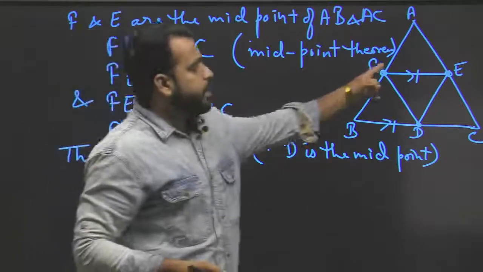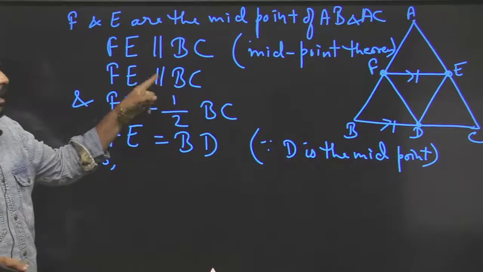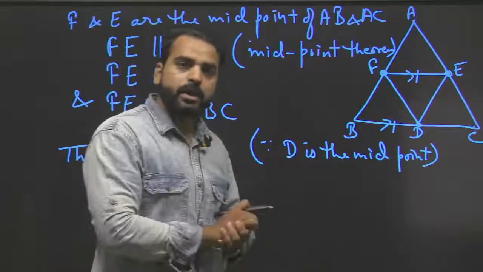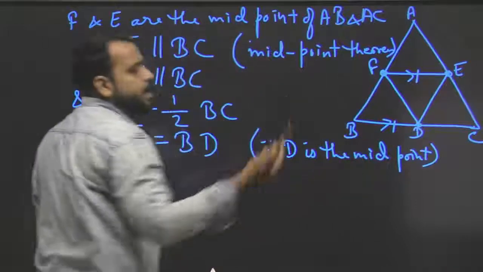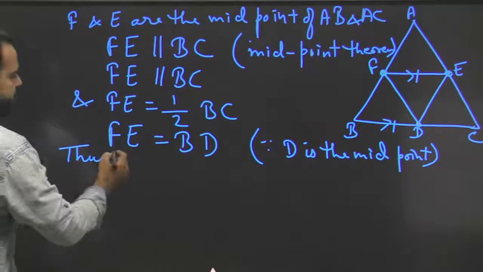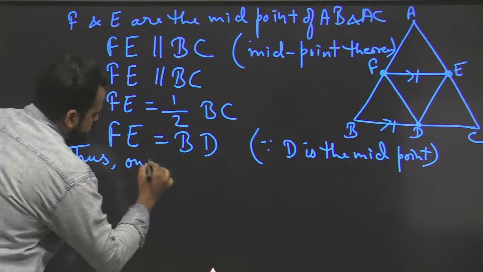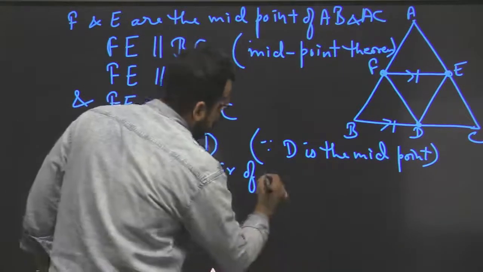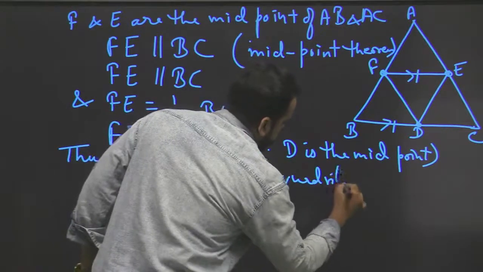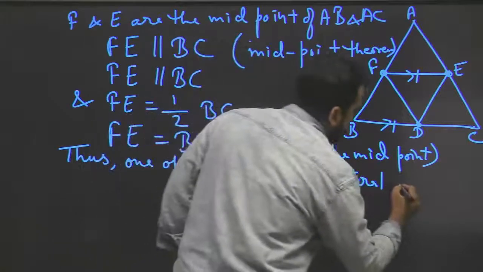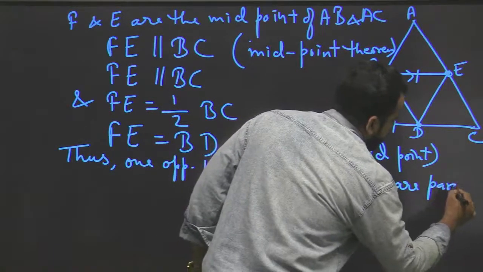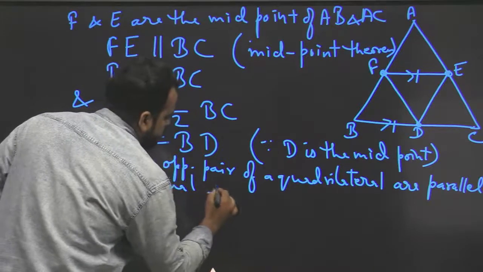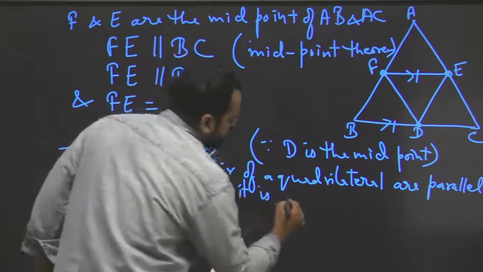We proved that if one pair of opposite sides in a quadrilateral are parallel and equal, then that quadrilateral will be a parallelogram. So we can write it here: thus, if one pair of opposite sides of a quadrilateral are parallel and equal, then it is a parallelogram.